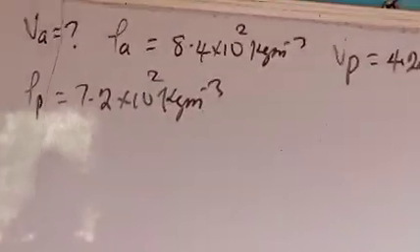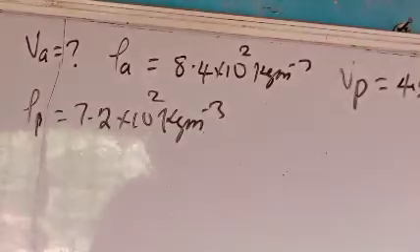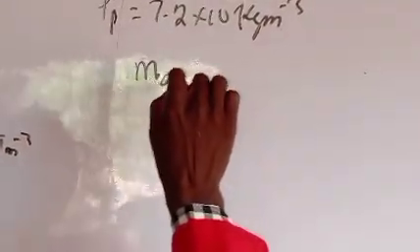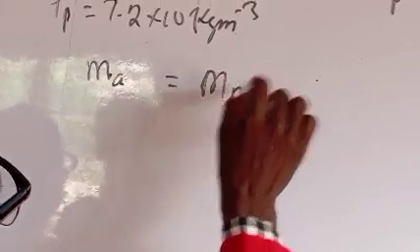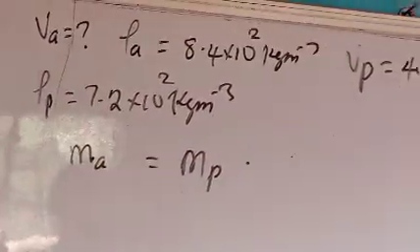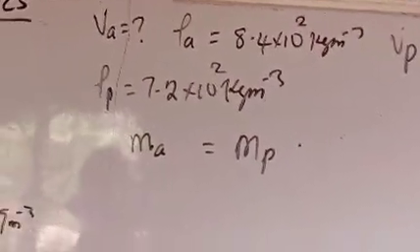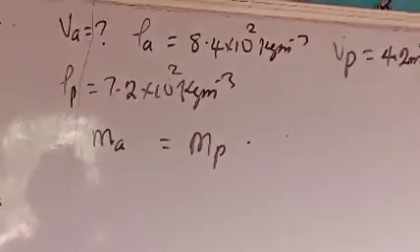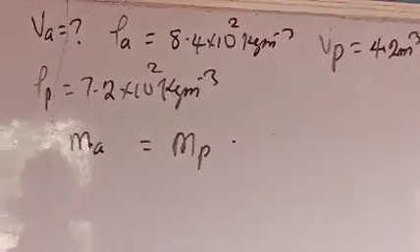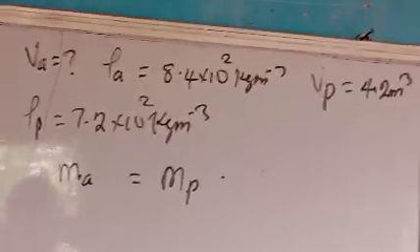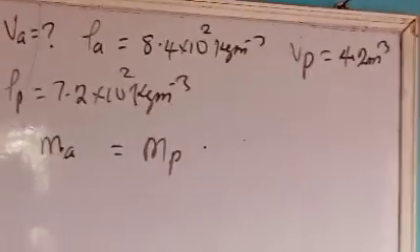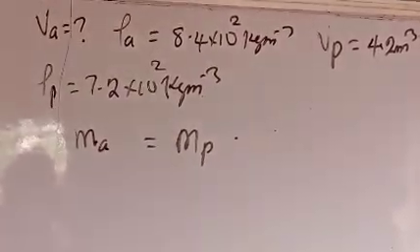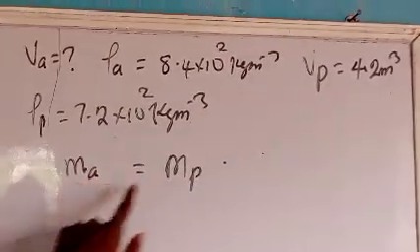So what we just need to do is this. According to the question, the mass of alcohol is equal to the mass of petrol. The question says: what volume of alcohol, with a density of 8.4 times 10 raised to the power 2 kilogram per meter cube, has the same mass as 4.2 meter cube of petrol whose density is 7.2 times 10 raised to the power 2 kilogram per meter cube? So the mass of alcohol is equal to the mass of petrol.